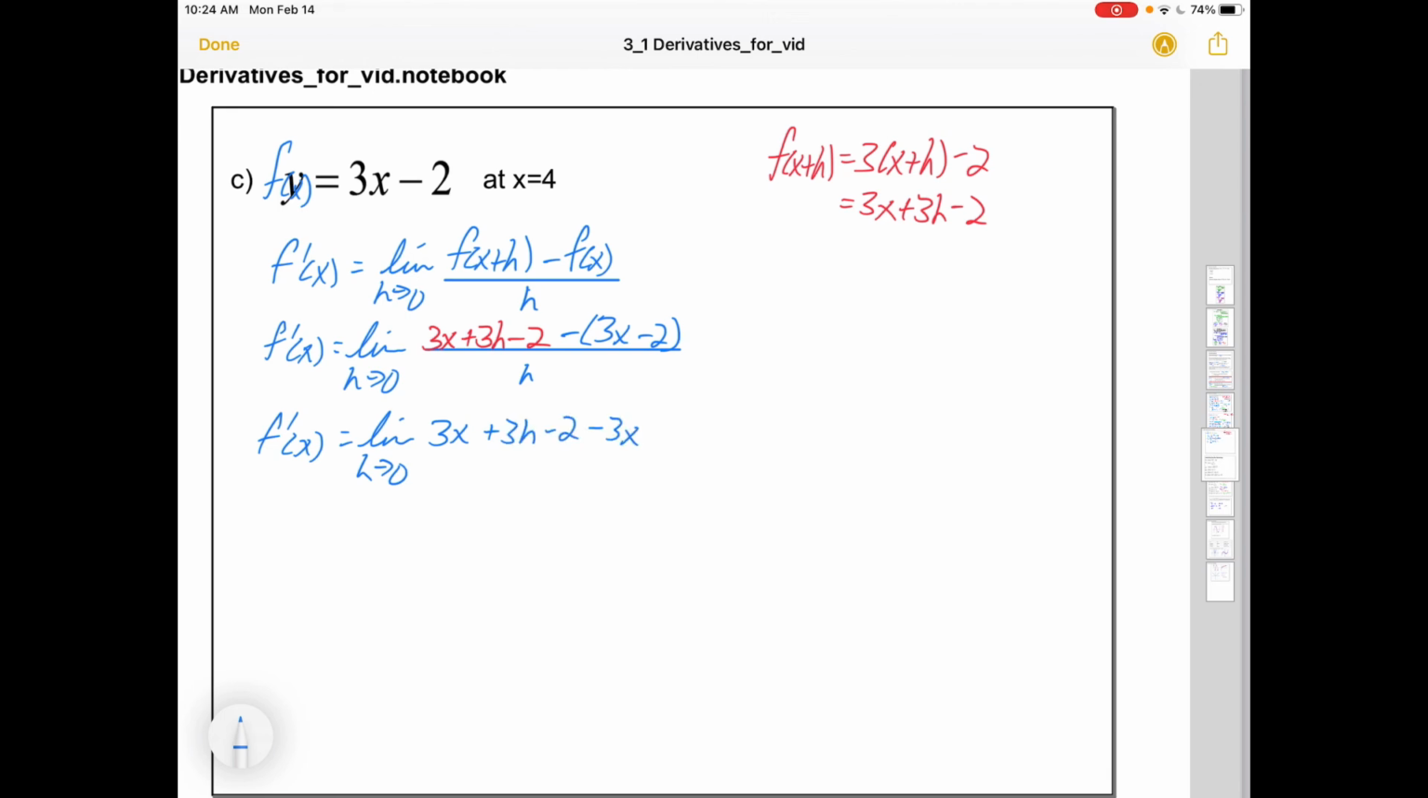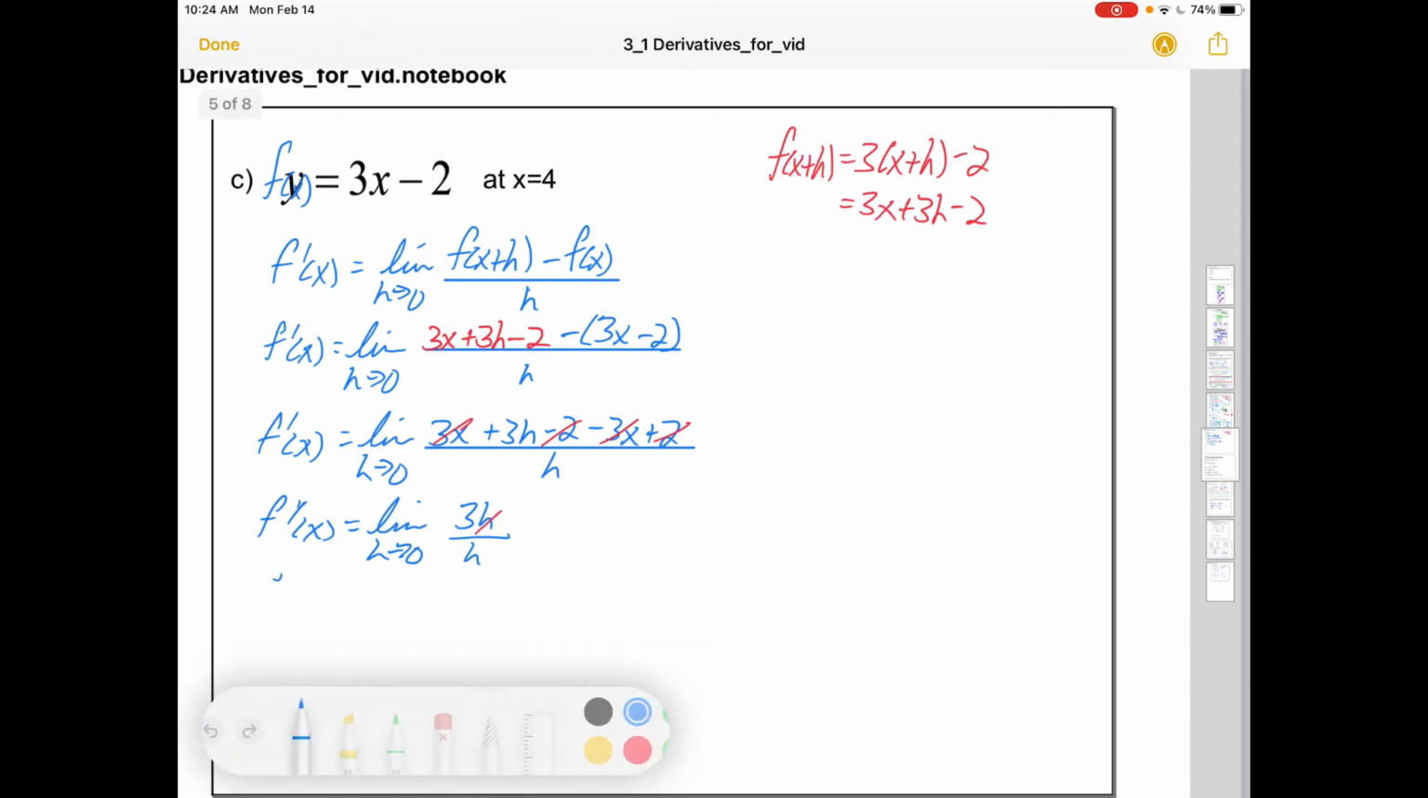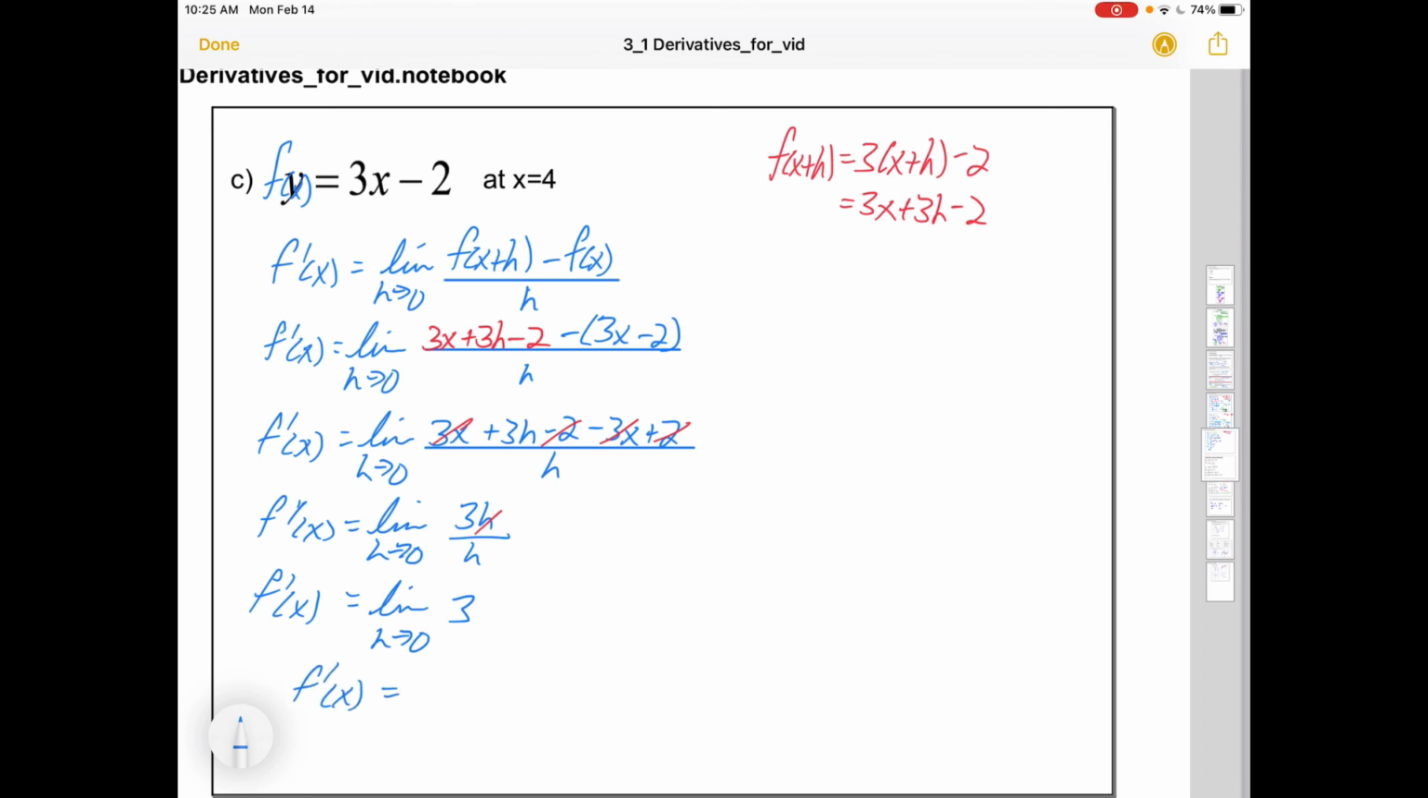That's totally fine. I would not be inclined, though, to combine my division cancellation and my subtraction cancellation in one step. Better to be correct than to be quick. All right, 3x's are gone, negative 2's gone. All we're left with here is 3h over h, and the h's divide out. And this seems fishy, so f prime of x is going to be lim as h goes to 0 of 3. And as h goes to 0, 3 is just 3. So it's saying f prime is 3.